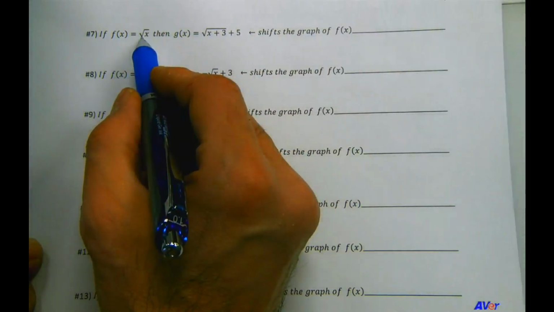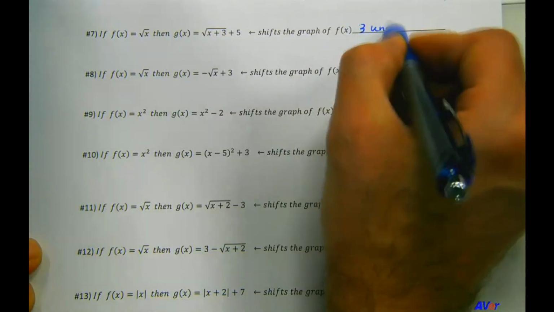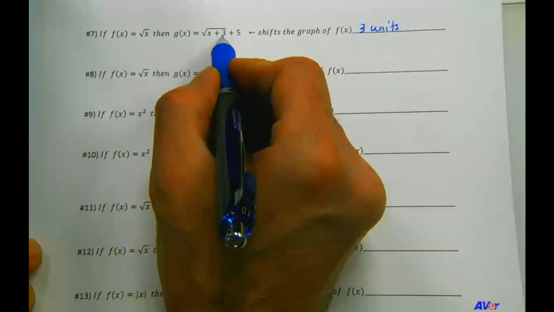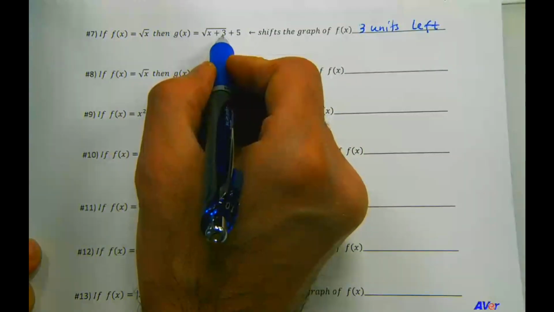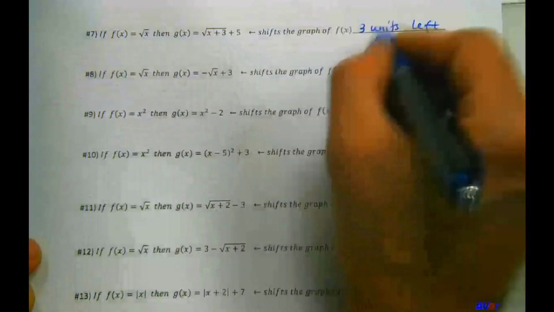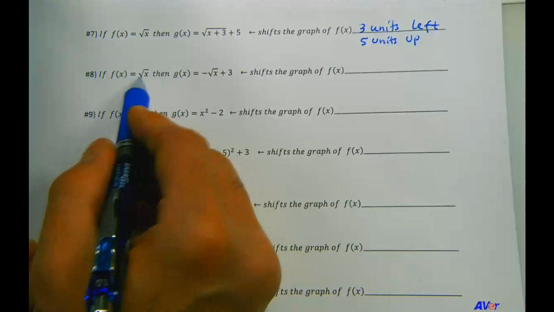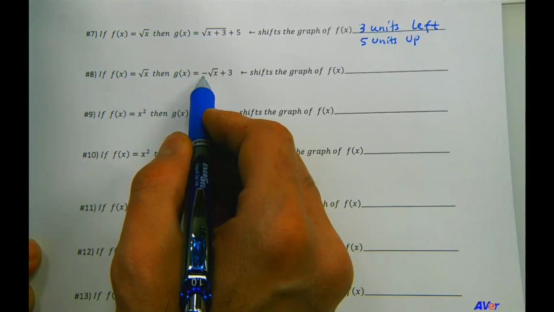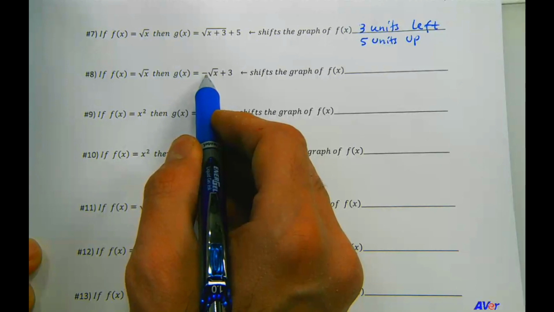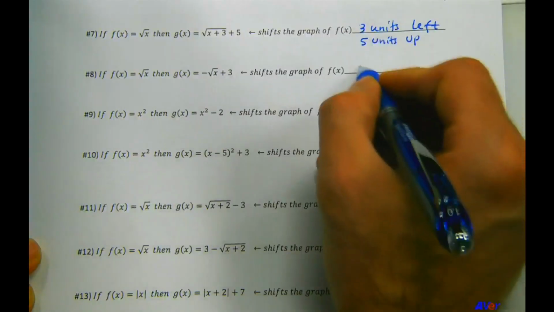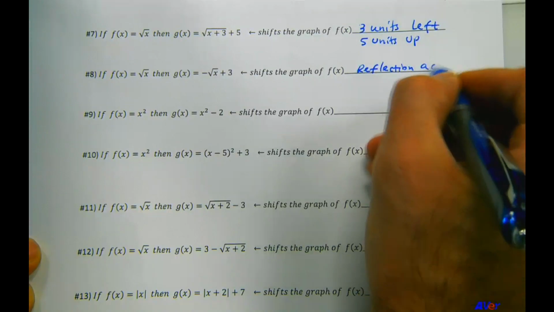So square root is being transformed by this function, and we have 3 units. 3 units in which way? Horizontal, but which way? Right or left? Left, right? Because h must have been -3, which means 3 units left. And 5 units up, right? Again, square root function. Oh, we have a negative in front. What does that do? It reflects the function. If it's in front, it reflects the function across the x-axis, right? So we have reflection across the x-axis.